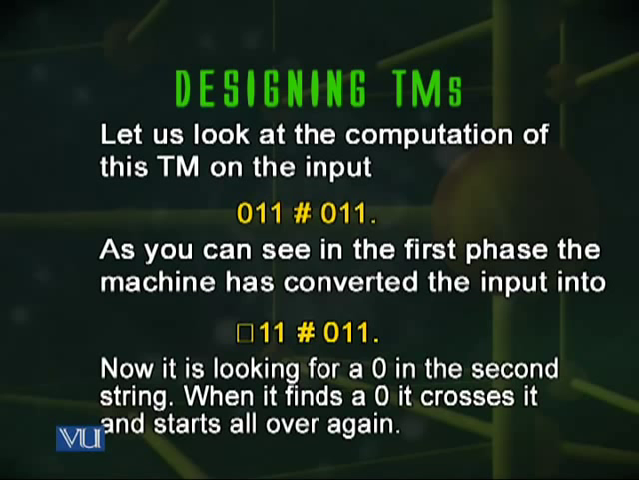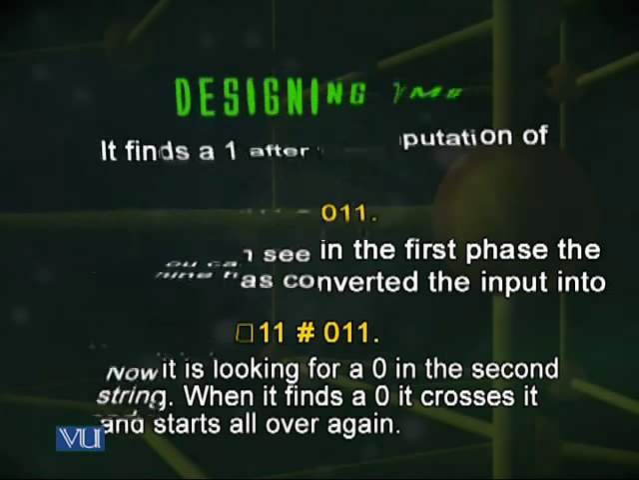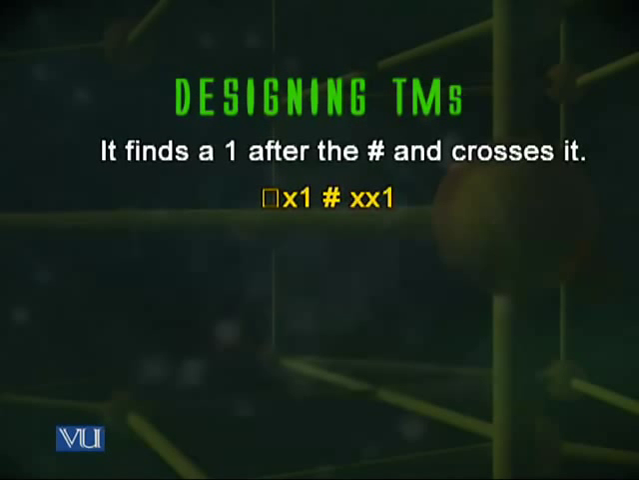So from this configuration, if the tape contents are blank 11 hash symbol 011, the machine will cross off the first 0. Next, it goes over the input and finds a 1, and so it starts looking for a 1 in the second string. Now it crosses off the 1. The tape contents are going to be a blank, followed by a cross, followed by a 1, followed by a hash symbol, followed by a cross. And it would be looking for a 1 in the second string. So the machine would be looking for a 1 after the hash symbol. It finds a 1 after the hash and it also crosses it.